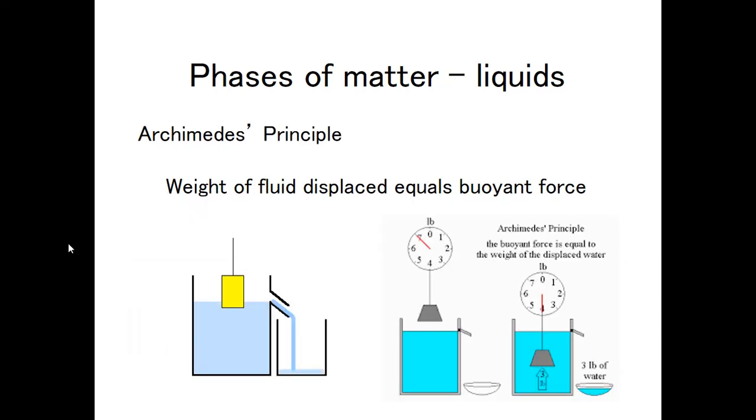Buoyancy is measured with Archimedes' Principle. Archimedes' Principle says the buoyant force is equal to the weight of the fluid displaced by an object submerged in the fluid. So essentially it's the weight of the fluid you push out of the way.